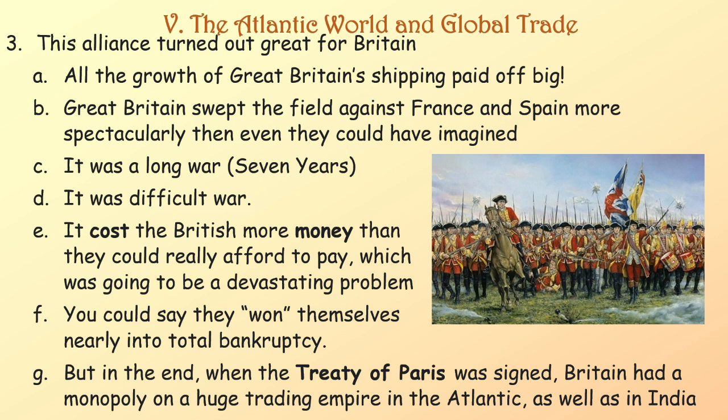This alliance turned out to be great for Great Britain. All the growth of Great Britain's shipping paid off big in the 7 Years' War. Great Britain swept the field against France and Spain more spectacularly than even they could have imagined. It was a long war, 7 years. It was a difficult war. And it cost the British more money than they could really afford to pay, which was going to be a devastating problem for them. You could say that the British literally won themselves nearly into total bankruptcy. But in the end, when the Treaty of Paris of 1763 was signed, Britain had a monopoly on a huge trading empire in the Atlantic as well as in India.